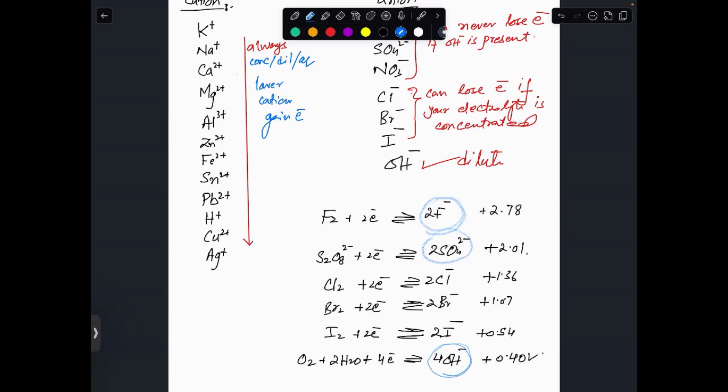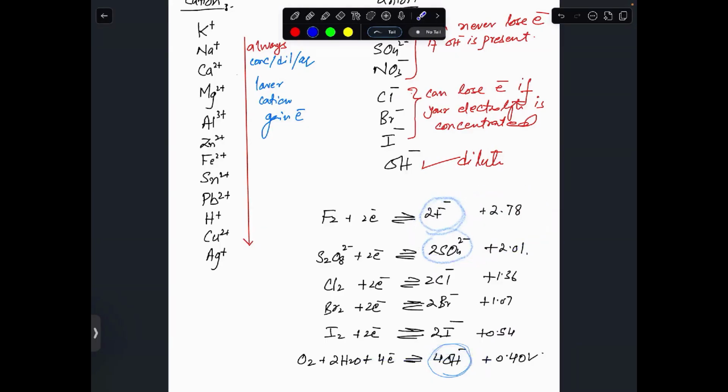Like if this one is going to lose and this one is going to lose, which one is going to lose? The one with the lower E0. Look, this is fluoride and sulfate. Their E0 values are so large that they cannot lose electron in presence of OH. It's OH that is going to lose.